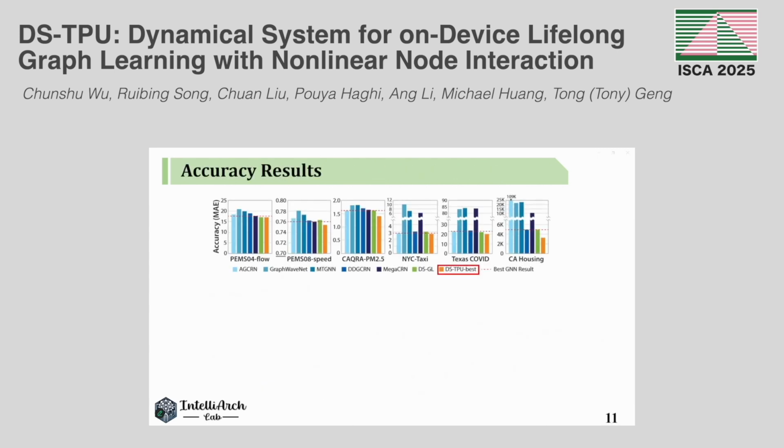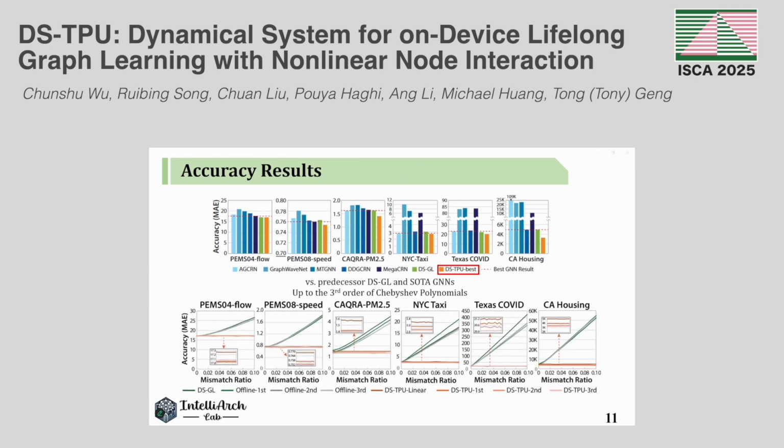The results show that after nonlinear extension, the accuracy is improved over 6 different datasets compared to our predecessor DSGL that uses linear node interactions and compared to state-of-the-art GNNs. Here, DS-TPU best refers to the best result up to the third order of Chebyshev polynomials. And further experimental results show that, unlike offline learning approaches for electronic dynamical systems, our approach is robust against mismatch due to the capability of on-device learning.